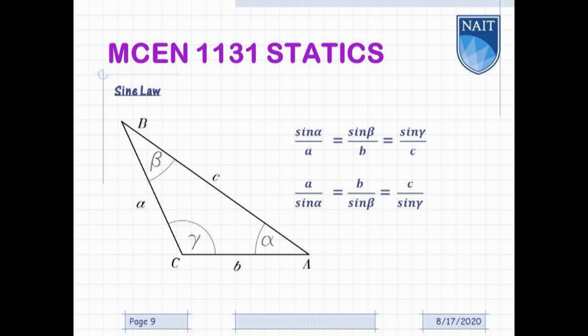Use the figure below and follow along. Sine law. The sine of alpha divided by side A is equal to the sine of beta divided by side B is equal to the sine of gamma divided by side C.